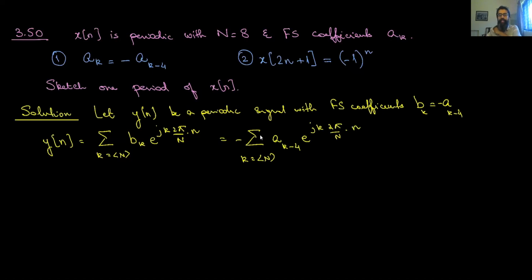So what am I trying to do? I'm trying to determine y of n as a function of x of n. Okay? So in other words, on this side I would want to do some manipulation so that what I get on the right-hand side is something which looks similar to x of n, or is some function of x of n. What do I do?